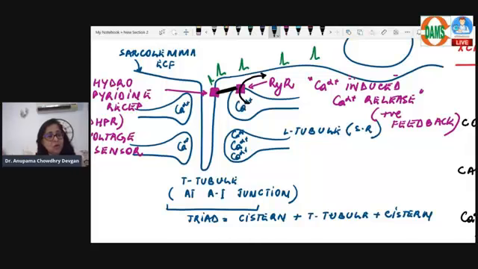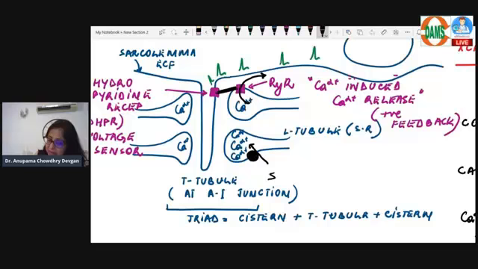When a muscle begins to contract, excitation-contraction coupling, release of calcium. Then calcium-induced calcium release causes further release of calcium. This calcium will bind with troponin C, tropomyosin, active sites exposed, muscle contraction starts. Till calcium is available, muscle will continue to contract. To produce relaxation, calcium should go back into the sarcoplasmic reticulum. And how does it go back into the sarcoplasmic reticulum?